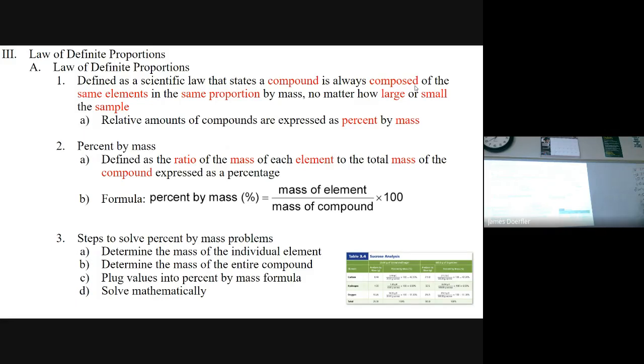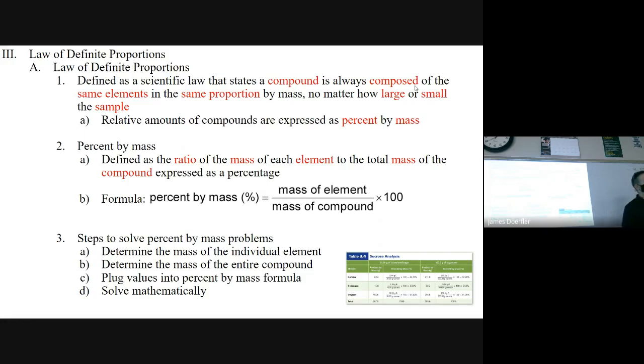Now we're gonna get into a little bit of some mathing. Not difficult math. But we're gonna start talking about what's known as the law of definite proportions. This is a scientific law stating that a compound is always composed of the same element in the same proportion by mass, no matter how large or small the sample.